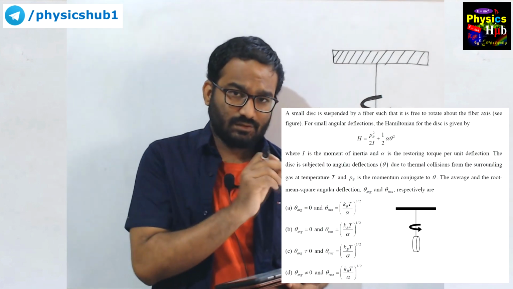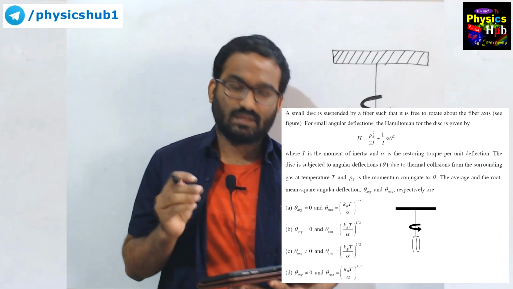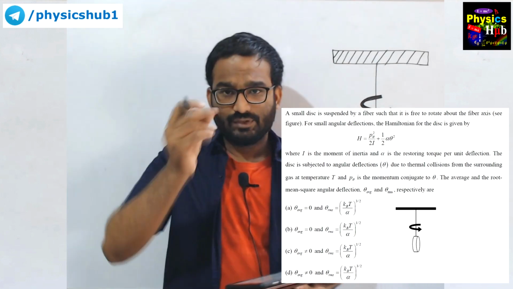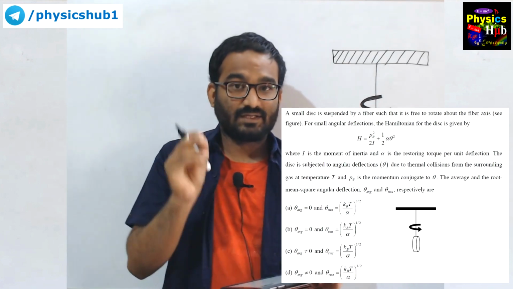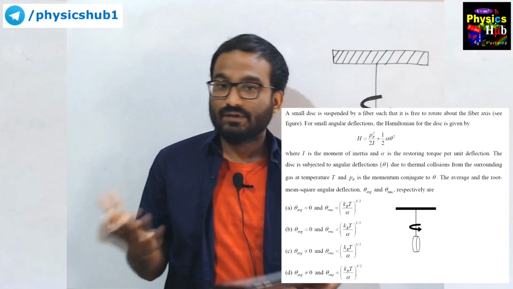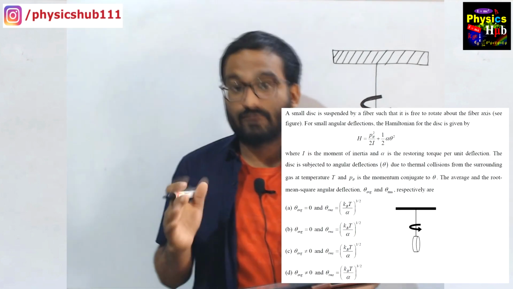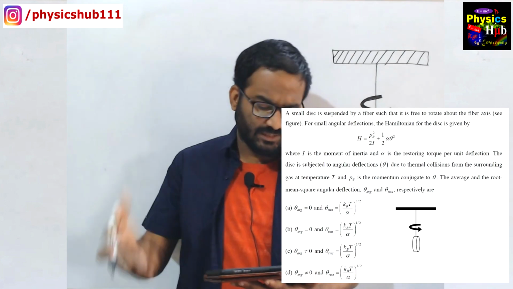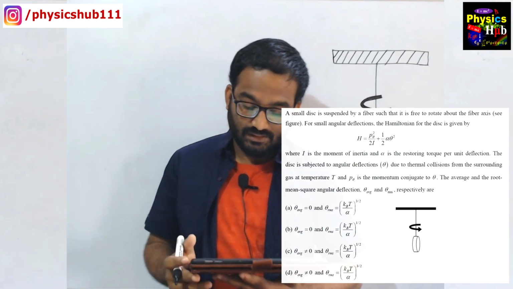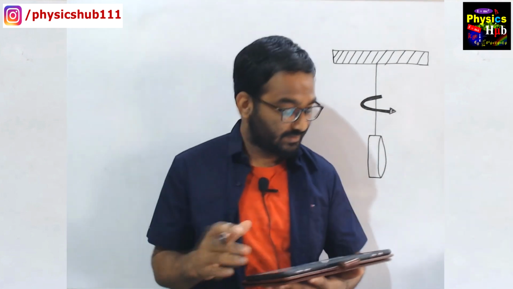So you can see this equation, H equals p theta squared by 2I plus half alpha theta squared. It is analogous to H equals p squared by 2m plus half k x squared, where I is the moment of inertia, alpha is the restoring torque per unit deflection. The disk is subjected to angular deflection theta due to thermal collisions from the surrounding gas at temperature T.